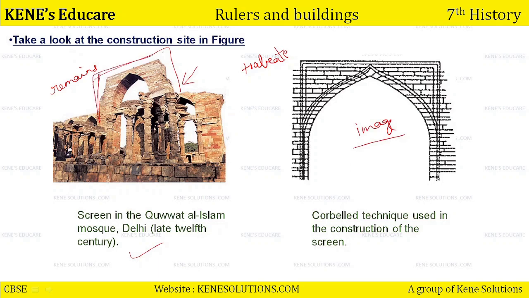ये जो main screen बनाई गई है, इसमें देखो क्या किया गया है. Two vertical columns are there, as I told you, and then a beam is put on it. I'm marking with red ink, if you can see. This is the beam, and these are the two vertical columns. And this is what the trapezoid style was. कि आप 2 vertical pillars बनाइए और उसके ऊपर beam रख दीजिए. Right? So this is the corbel technique which was used in Quwat al-Islam Mosque as well.